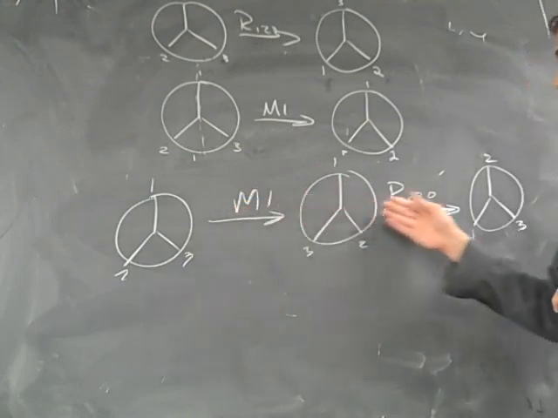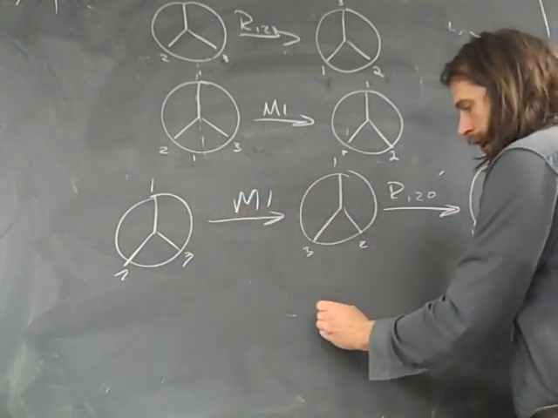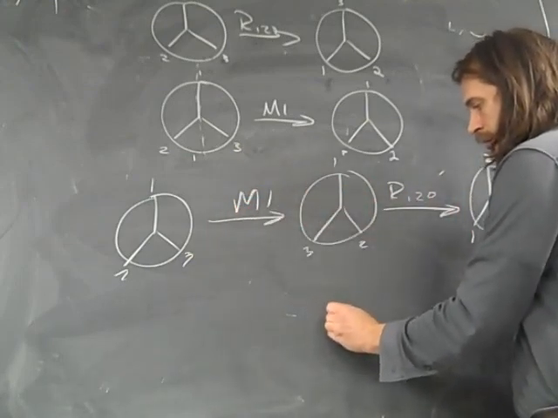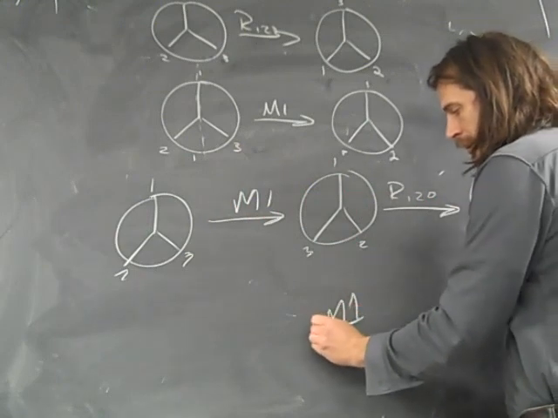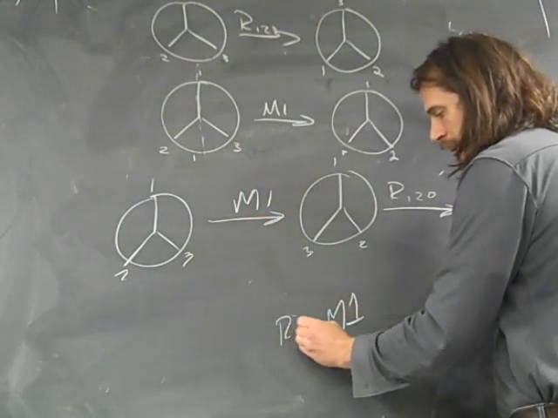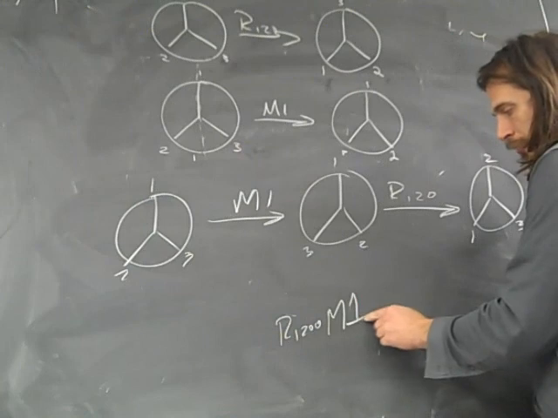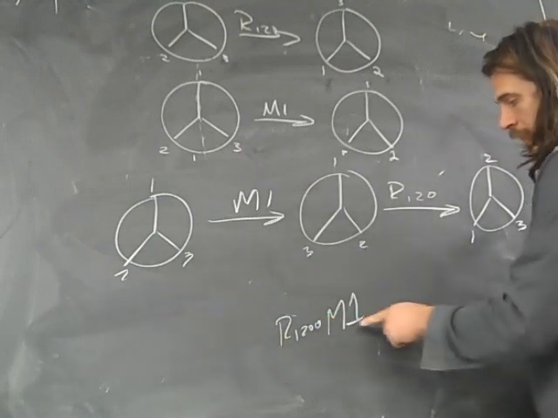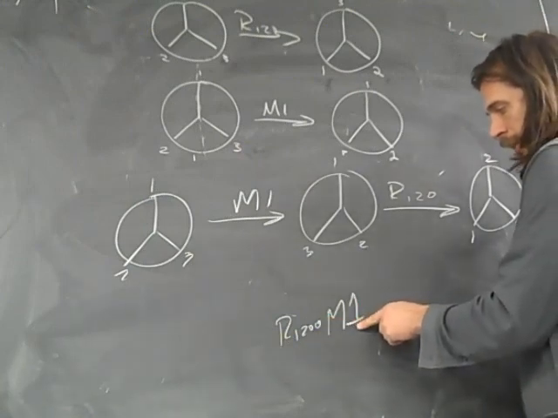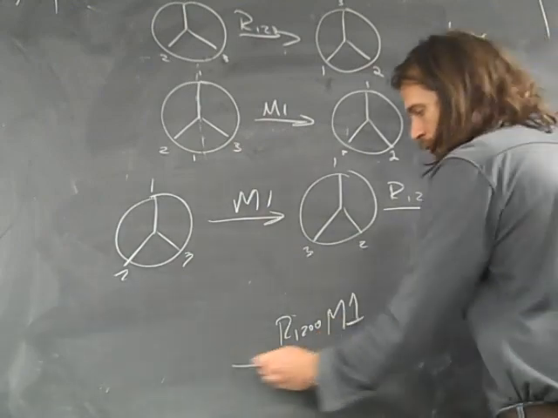I ran M1 and then I ran R120. This new function is notated like this. Okay, I read it from right to left. This means that I ran M1 first and then R120.